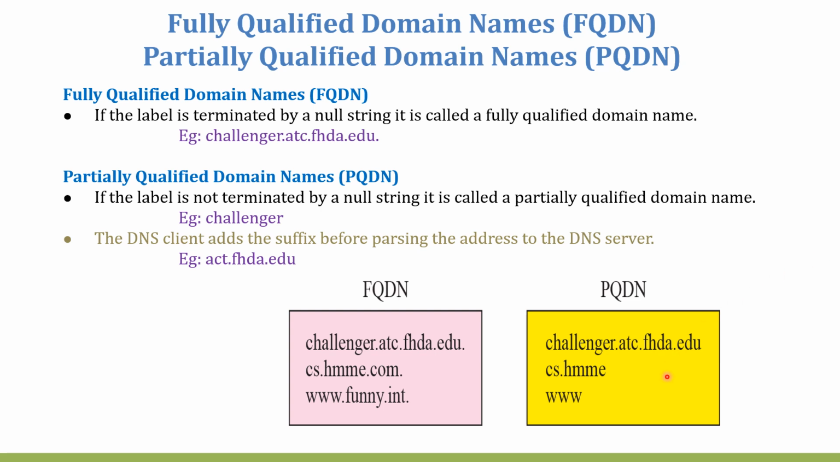A user at the fhda.edu site who wants to get the IP address of the challenger computer has to maintain the partial name. Example, challenger. The DNS client adds the suffix before passing the address to the DNS server. Example, challenger.atc.fhda.edu.